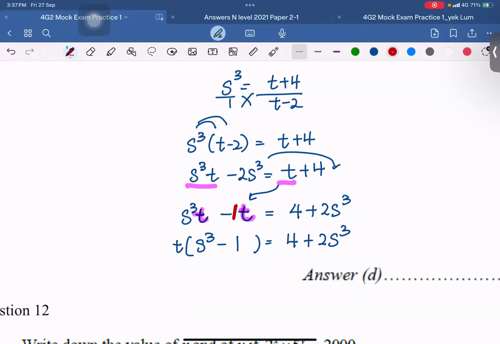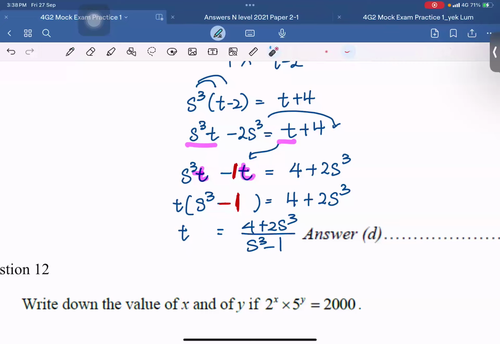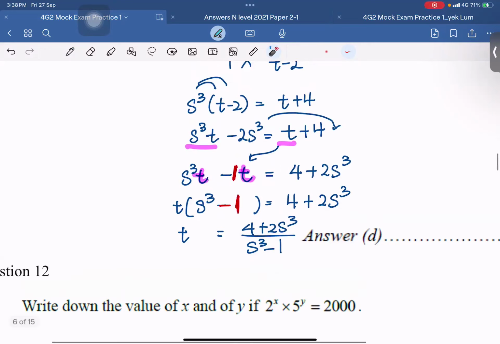So the majority of the careless mistake is only this part, where you all forgot to put the number minus 1. Okay, then you're going to divide away the whole bracket. Then this one will be your answer. So not much of a big deal, just that some of you forget the number. Okay, and then some of you move around the sign a little bit wrong. This part should be okay, right?